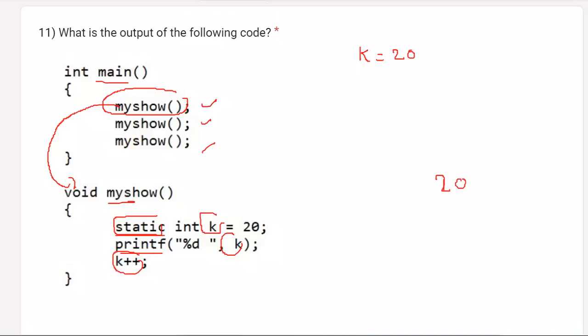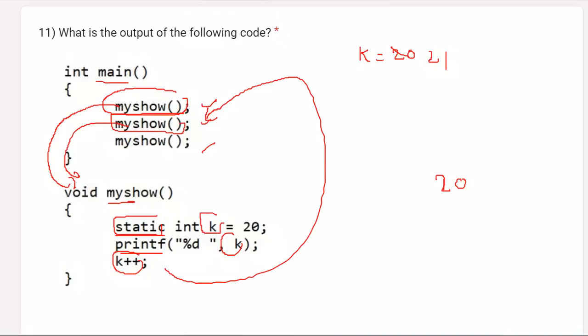Now you are incrementing the value of k. So now it is 21. After completing this, you are going to your main function. Again, you are calling myShow. Again, you are coming to the user-defined function. So when you come the second time, the value of k won't be 20. Here, the value of k will be 21.